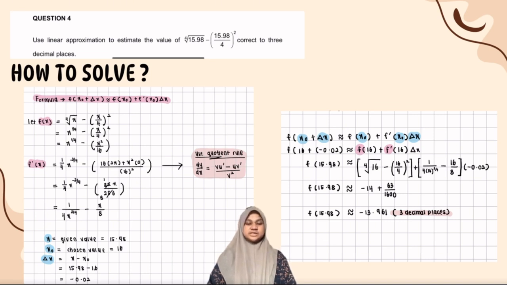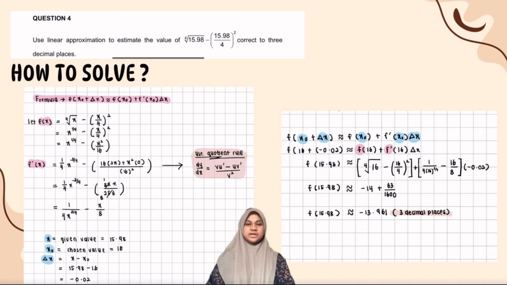To differentiate this function, we use the power rule and the quotient rule. For the quotient rule, the formula is (vu' minus uv') over v squared. So for f', we will get 1/4 x to the power of negative 3/4 minus x over 8.